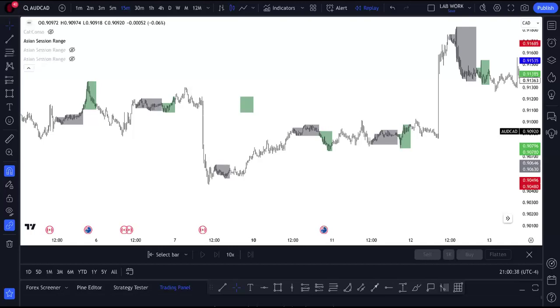However, since its characteristic is a consolidation, that means the session is going to make a session high and a session low, meaning there's an Asian session high and there's an Asian session low. Above that high, there is buy stops. And below that low, there is sell stops.